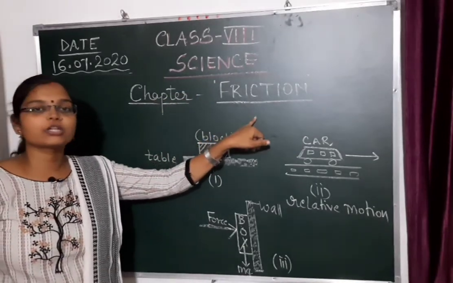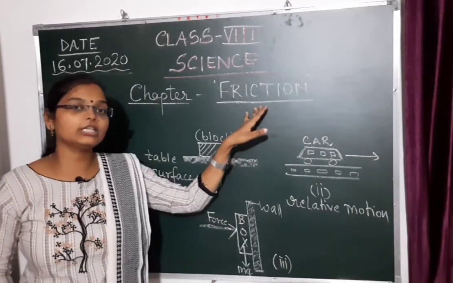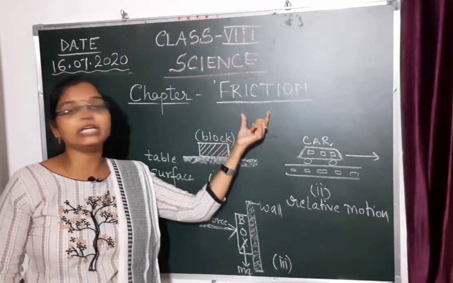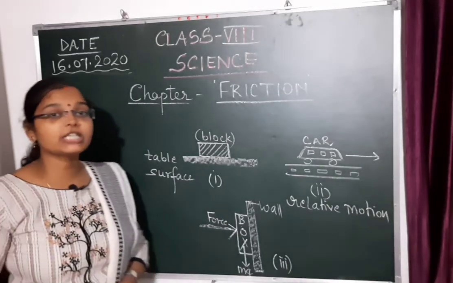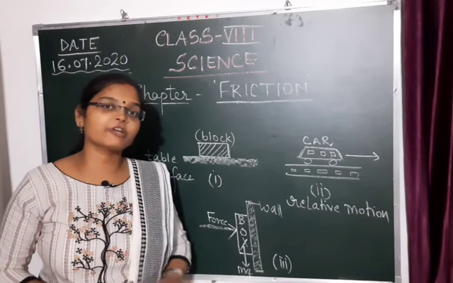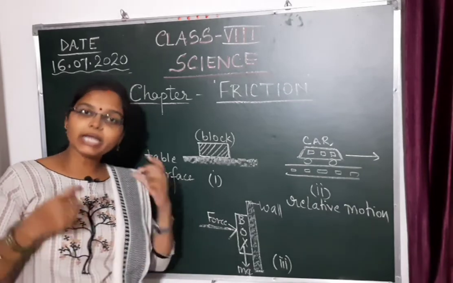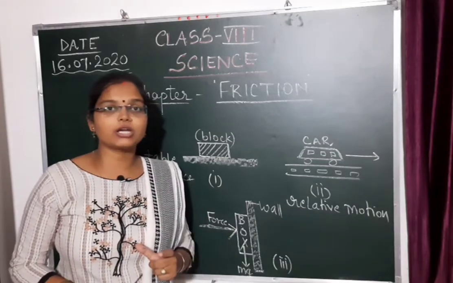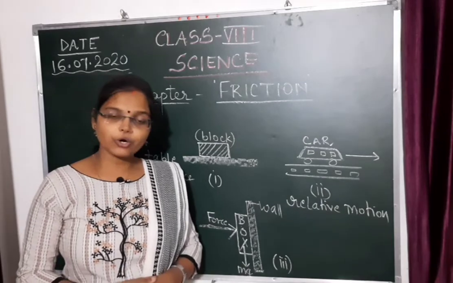Chapter name is friction. This topic you have studied in the previous chapter in the types of force, that is, it is a type of contact force you have already studied. But here in this chapter we will study it in detail, that what is friction, what is the cause of friction, what are the types of friction, what are the advantages, disadvantages, etc. But in this video we will study only what is friction and what is the cause behind frictional force. So let us start.